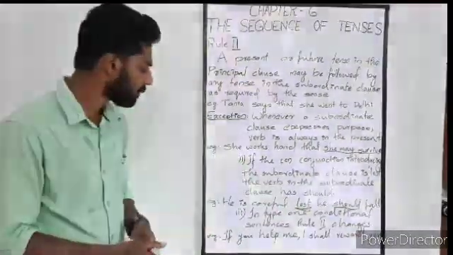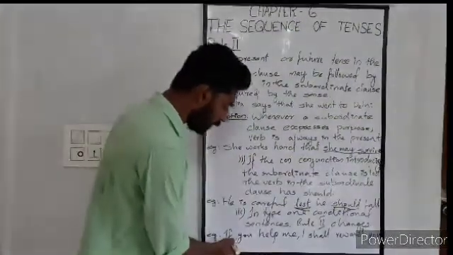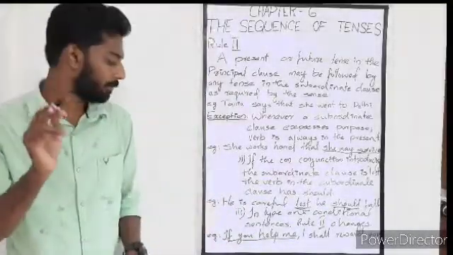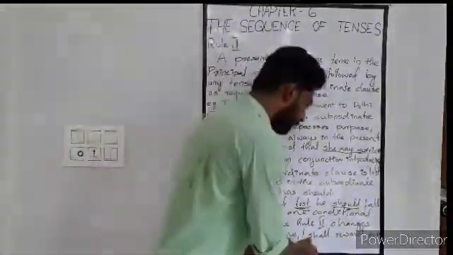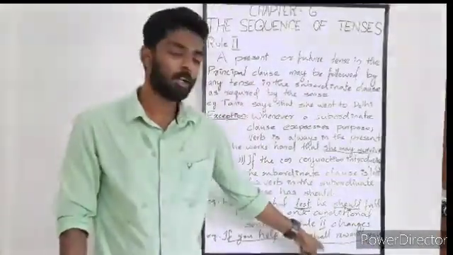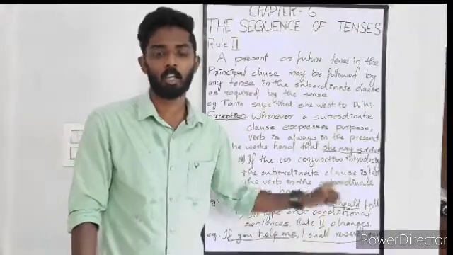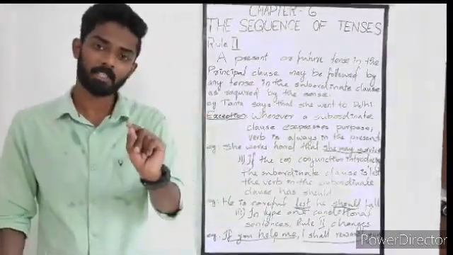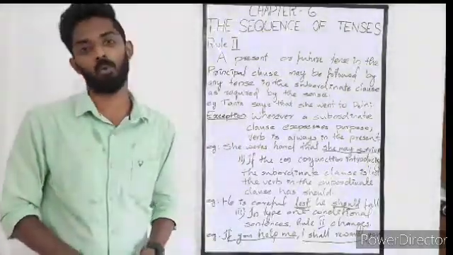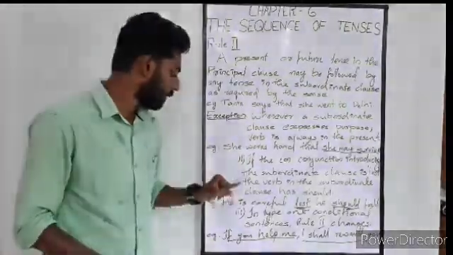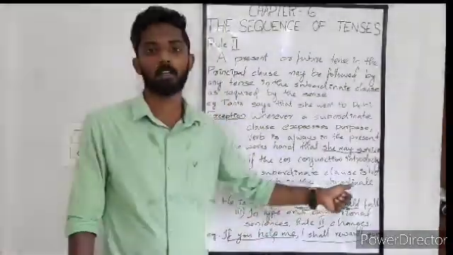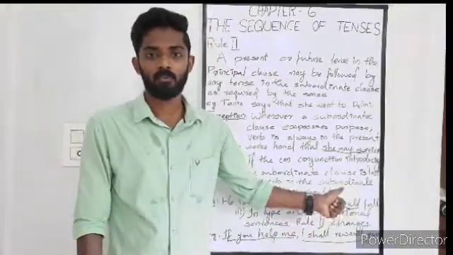So here, in the subordinate clause, the sentence is in present tense, and in the principal clause, it becomes a future action. So it won't change. In the type 1 conditional sentences, this form will be followed, which means the subordinate clause will be in the present form and the principal clause will be in the future form.